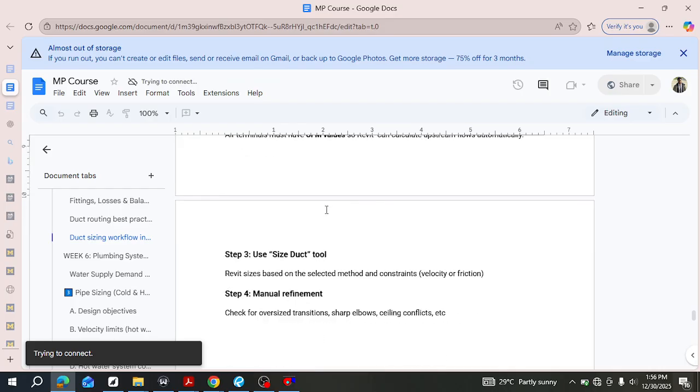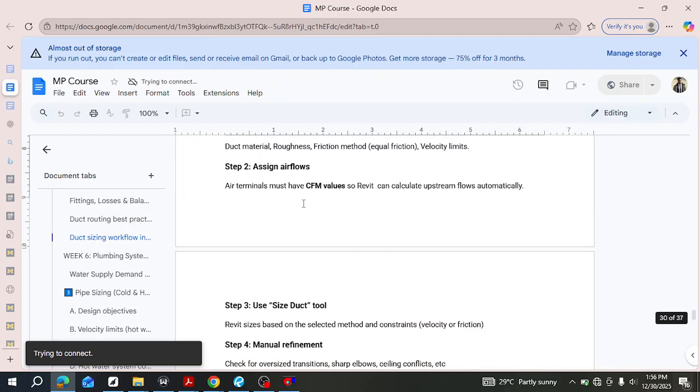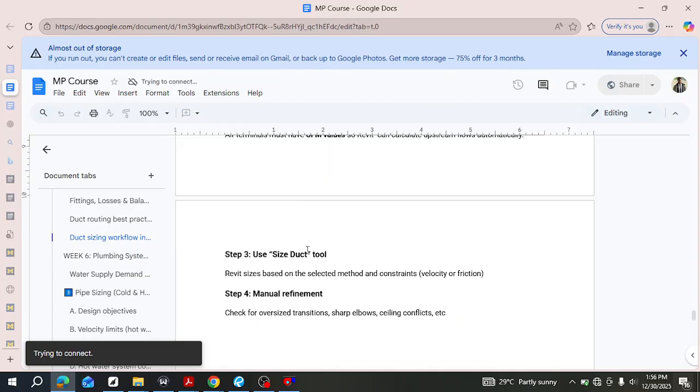It's an automated system. Then step 3 is to use the size ducts. Right. So after you've inputted your parameters, you've done this, done that, simply use your size, you size it, right? This is something that we usually do manually, right? And then manual refinement. Obviously, it is a computer that is doing it for you.